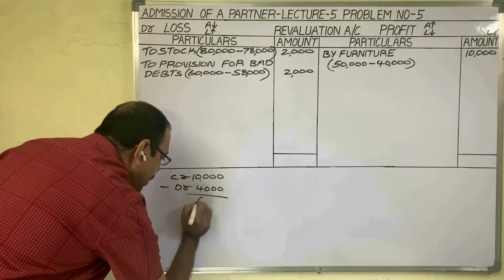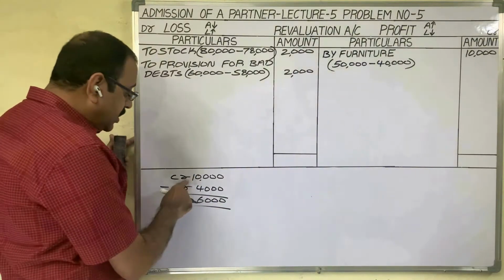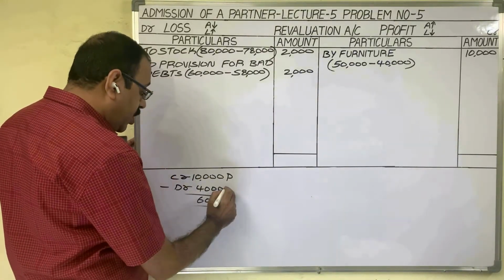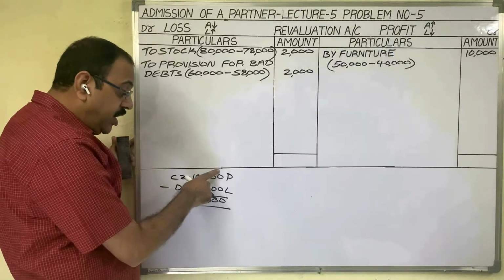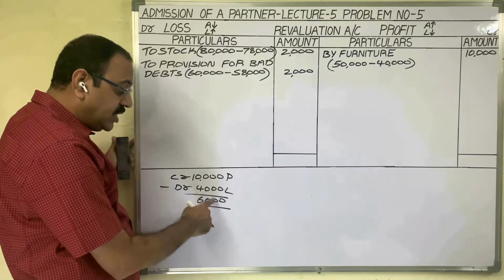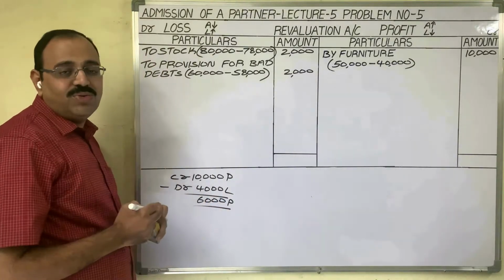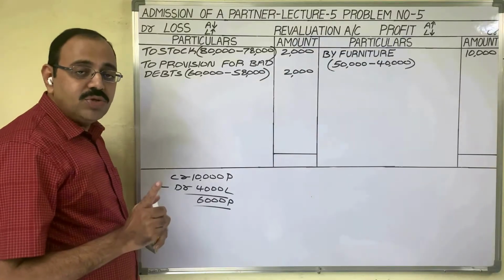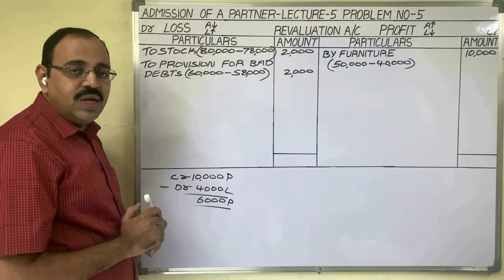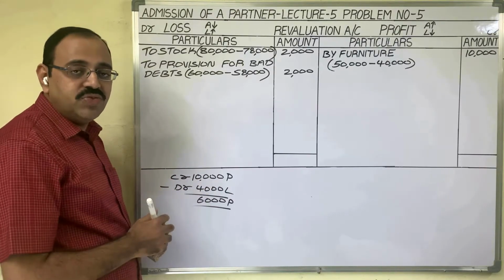Then the difference 6,000 is on the credit side, we wrote profit. Debit side, we wrote losses. Profit is more than the loss. Means, in revaluation of assets and liabilities, finally we got a profit of 6,000 rupees. This 6,000 is to be transferred to old partners' capital accounts in old profit and loss ratio. We said we have to show that transfer.